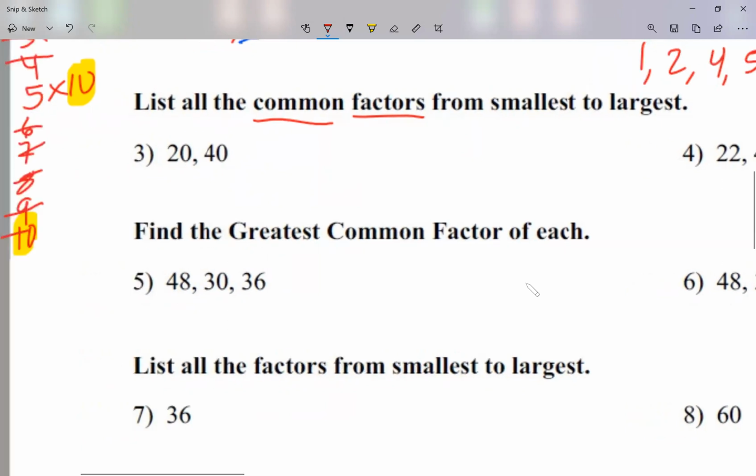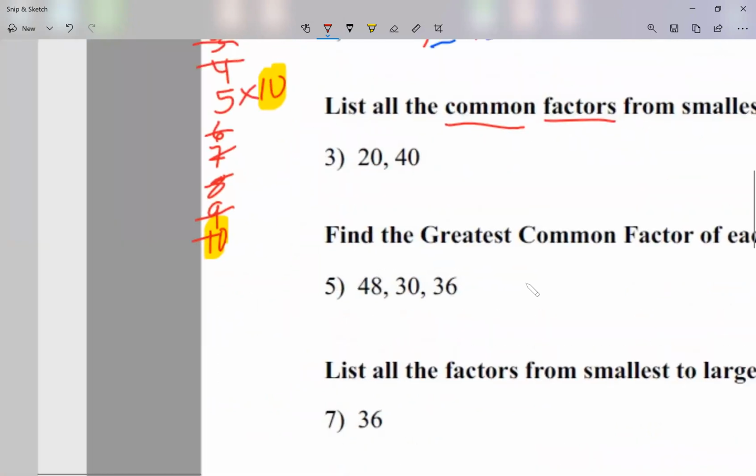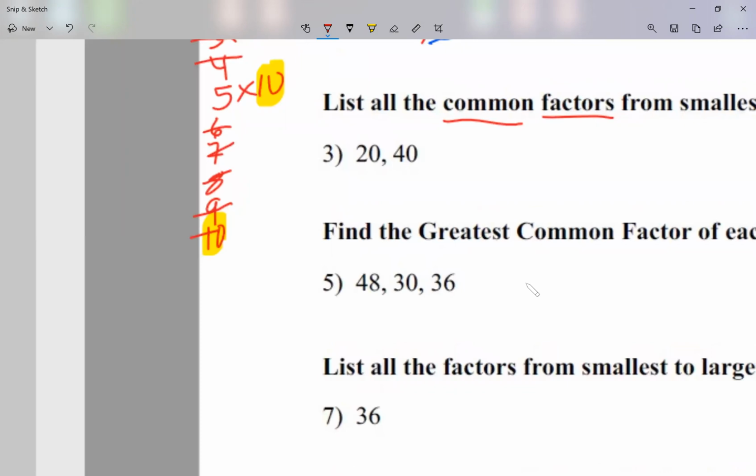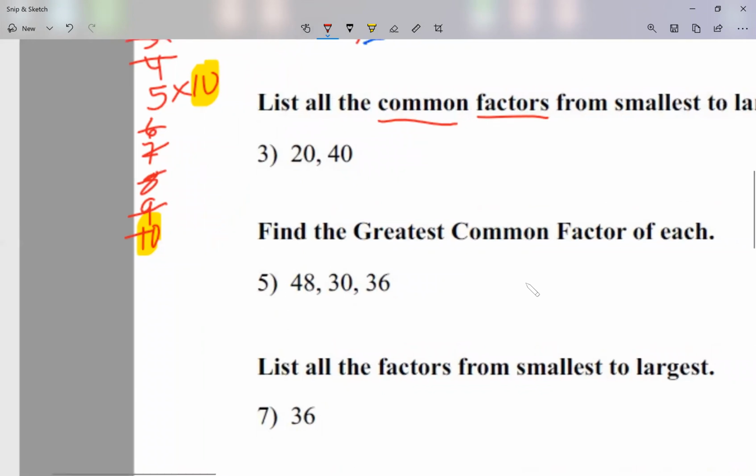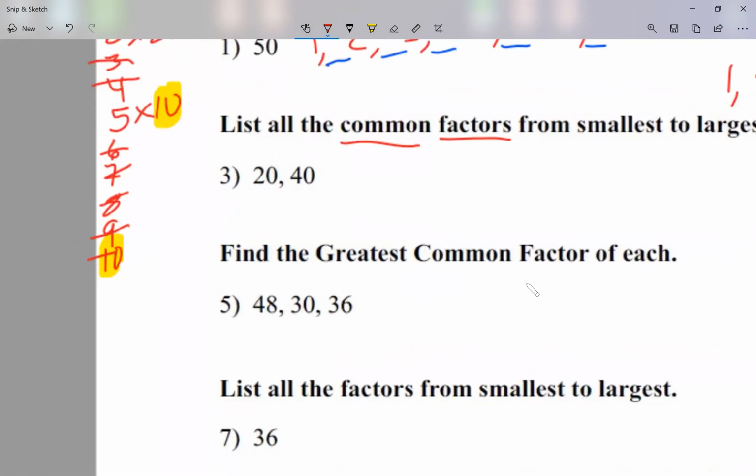So first of all, let me find the factors of 20. I'm going to go, okay, 1 times 20, that works. 2 times 10, that works. 3 doesn't work. 4 times 5, and that's it. Those are all my factors of 20.